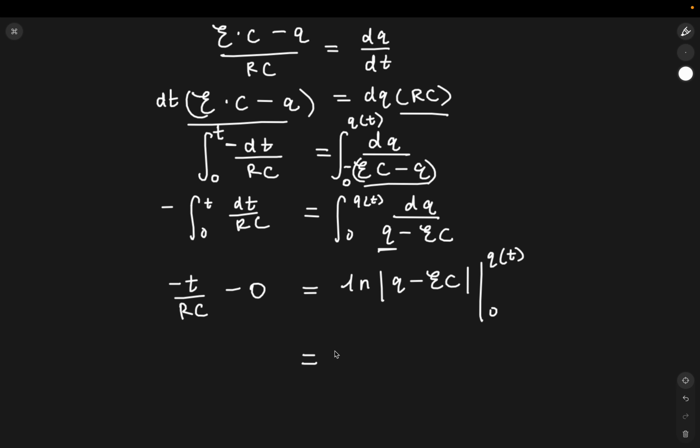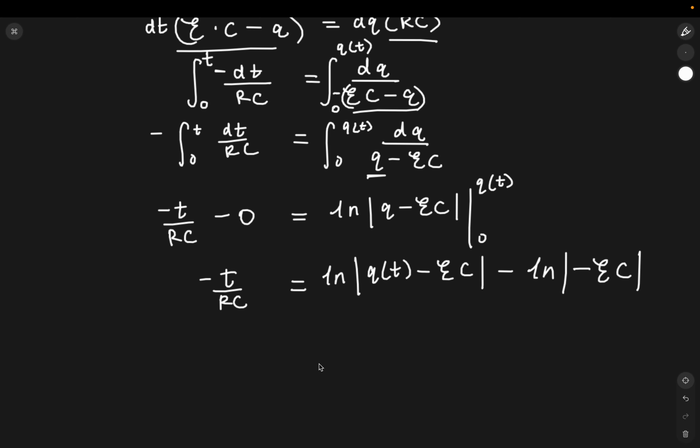In order to solve for q, basically, we need to plug in 0 for q. Remember, q was our variable of integration. The rest are constants. So 0 minus EC, so we get negative EC. And on this side, we just have t over RC.